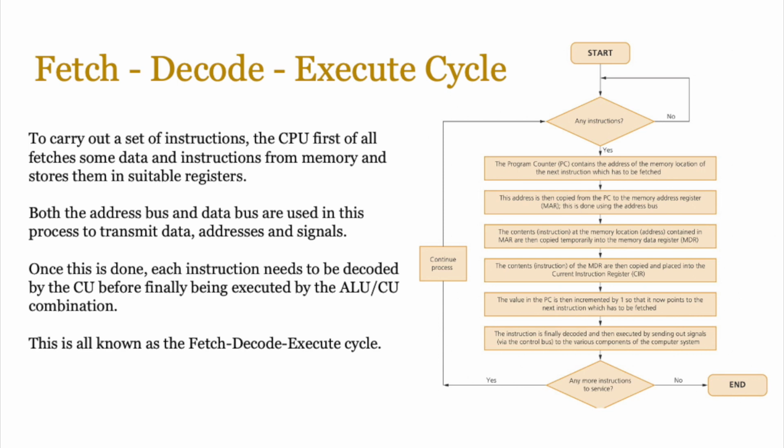Okay, let's leave all of those components there. Let's focus on the fetch, decode, execute cycle. Now, the CPU has to process data and instructions through the use of those input devices. Now, when data and instructions are input, they're stored in RAM.